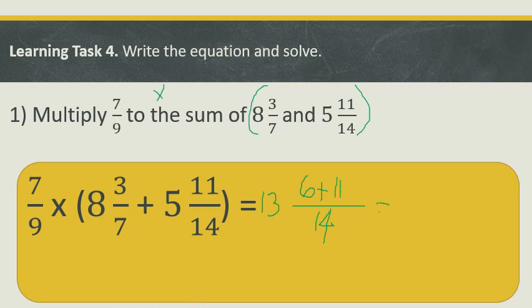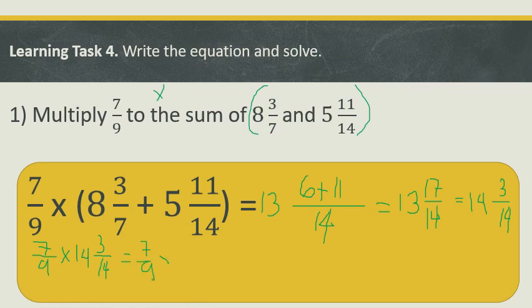So, solve na natin yung numerator. Kopyahin natin ang whole number. So, 6 plus 11 is 17 over 14. So, since ang fraction ng ating mixed number ay improper, isasama natin siya dun sa whole number, kaya siya magiging 14 and 3 fourteenths. So, ngayon, itong 14 and 3 fourteenths ay multiply natin sa 7 ninths. Okay? So, 7 ninths as is pa rin siya.